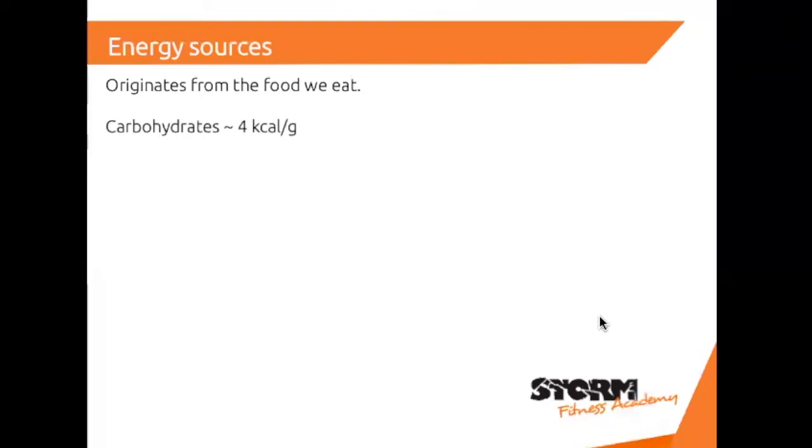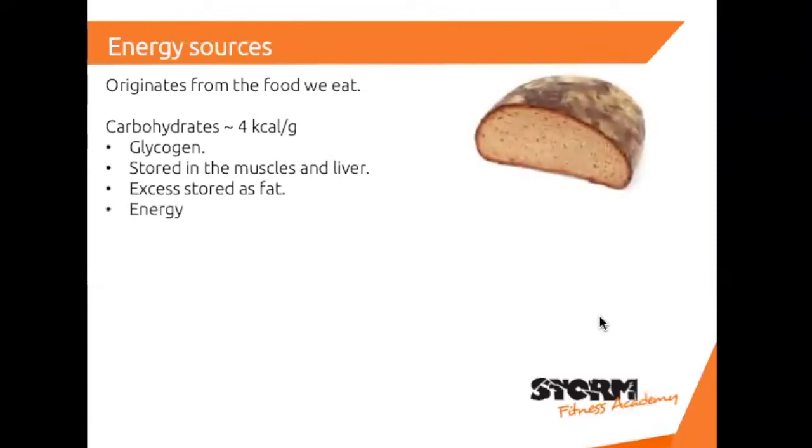So carbohydrates contain 4 calories per gram. They get stored as glycogen, which is found in the muscles and the liver. You can usually store about 1,500 calories of carbohydrate in the body in the form of glycogen. Any excess just gets turned into fat. Now, what we tend to use it for mainly is energy. It's our most easily accessible form of energy. And it's found in things like breads and fruits, vegetables, all your whole grains, pasta, and that type of thing.